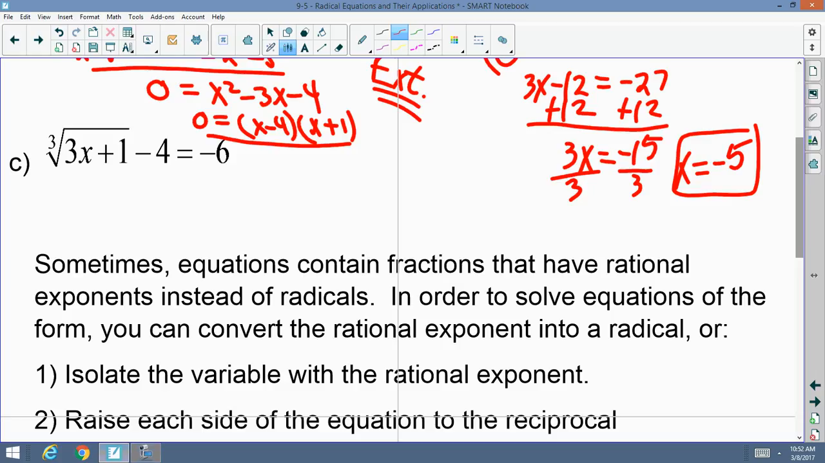And then this one is the same kind of thing. So I'm going to ask you, make a note of it right now. Do C on your own, please, tonight. And we'll check it tomorrow. But I want to continue because there's one other thing here. Okay?